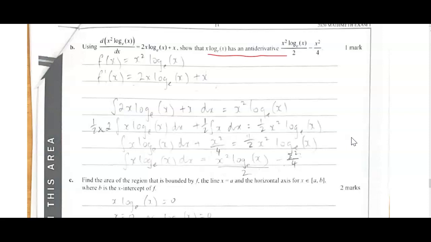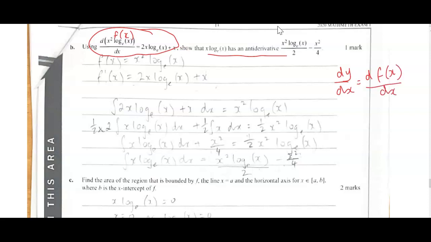Okay, so what I'm using is this first part. I've identified my original function, which is x squared log base e of x. Because this notation is saying the derivative of f of x, so this is f of x. We're used to seeing it as dy dx, but it can also be written as d of the function, over dx, which is what is happening here. So I've identified f of x, and then it's told me that the derivative is this. So that's what I've done underneath.